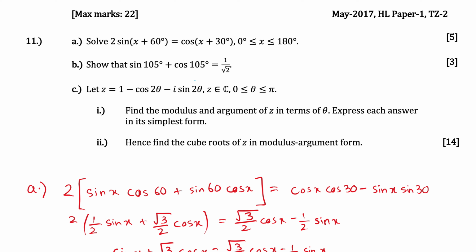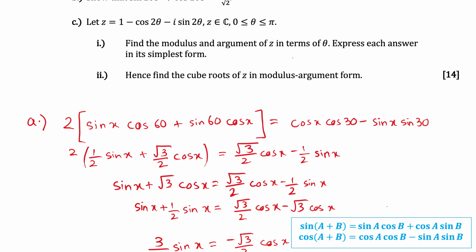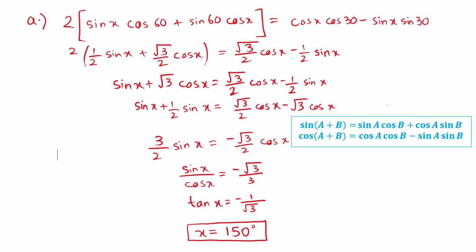Question number 11 from May 2017, HL Paper 1, Time Zone 2. In part A, we need to solve this equation where x is between 0 degrees and 180 degrees inclusive. To solve this equation, we use the compound angle identities for sine and cos.